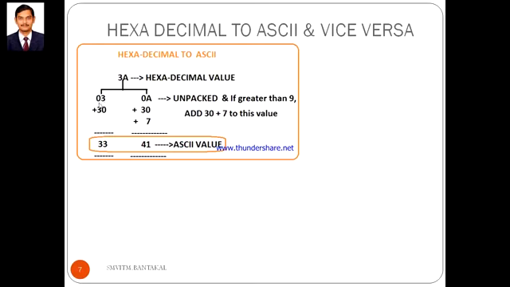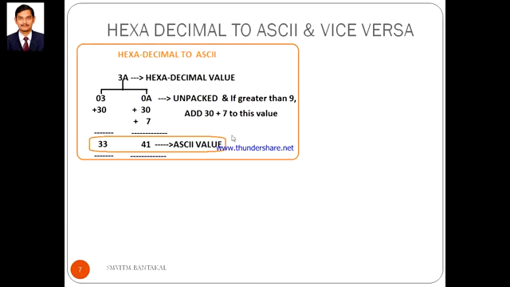Now, based on the quantity here, if this quantity lies in 0 to 9, then I have to go for direct 30 addition. I have to add 30 to that, and the equivalent value gives the ASCII value. Now here, this value is greater than 9. If it is greater than 9, then I have to add 30 plus 7 to that to get the equivalent ASCII value. This is the process to be followed. So in this way, you get 41, which is the equivalent value for 0A.